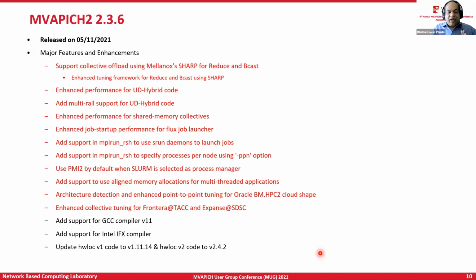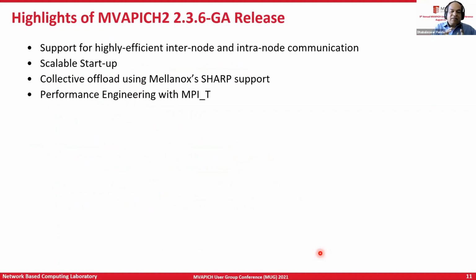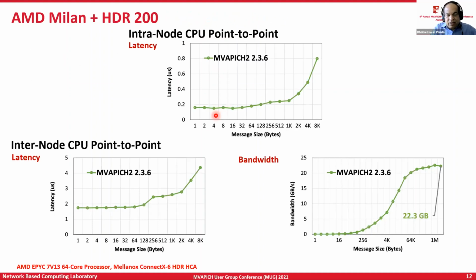On the basic MVAPICH2 side, we had the last release, MVAPICH2 2.3.6. So we recently made it. It has a lot of features. So let's take a look at some of the highlights. I'll try to touch on some of the basic performance, internode communication, and scalable startup. You heard about Gilad's talk about SHARP and collective offload, and we are also working quite a lot in the direction of MPI_T. So these are some very fresh numbers from AMD Milan systems with HDR 200.